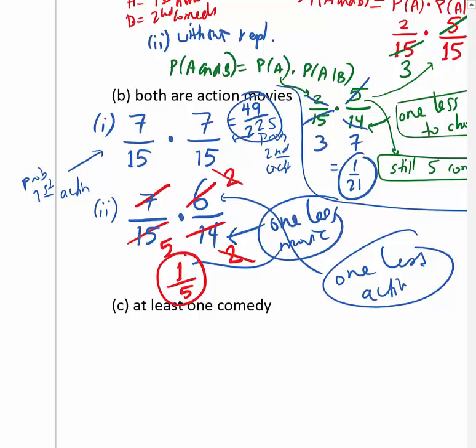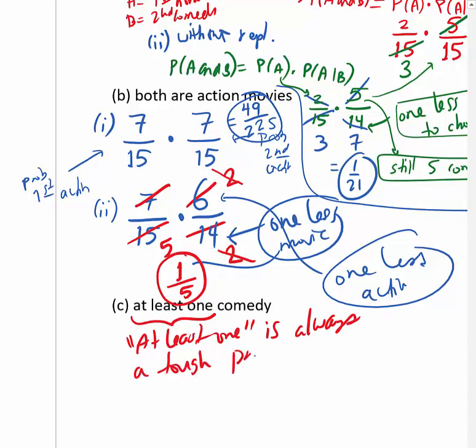Okay, at least 1 comedy. You know what? This is a good time to point out that at least 1 is always a tough probability to calculate.